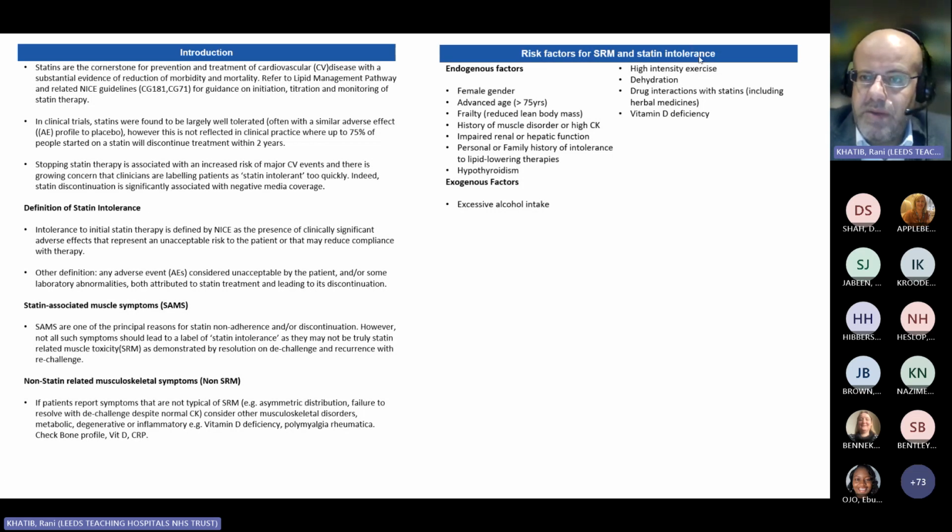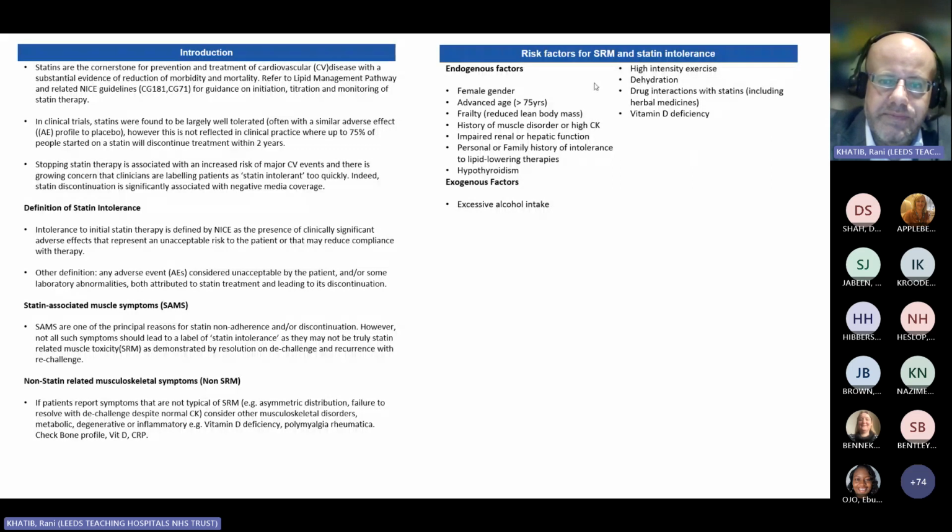It is also important to remember the risk factors that increase the likelihood of patients having statin-related toxicity or intolerance: female gender, elderly, frailty, patients with hypothyroidism, patients with impaired renal or hepatic function, patients who have excessive alcohol intake. All these people tend to be prone to having statin-related symptoms, specifically muscle symptoms or intolerance, as well as vitamin D deficiency, dehydration, high intensity exercise, and of course the drug interactions that we need to be watchful for.